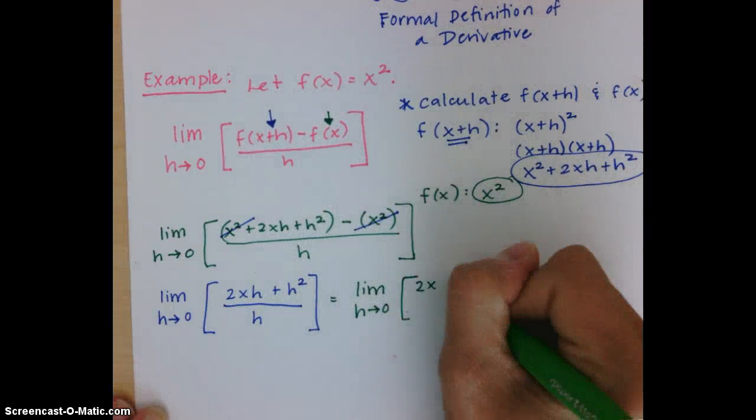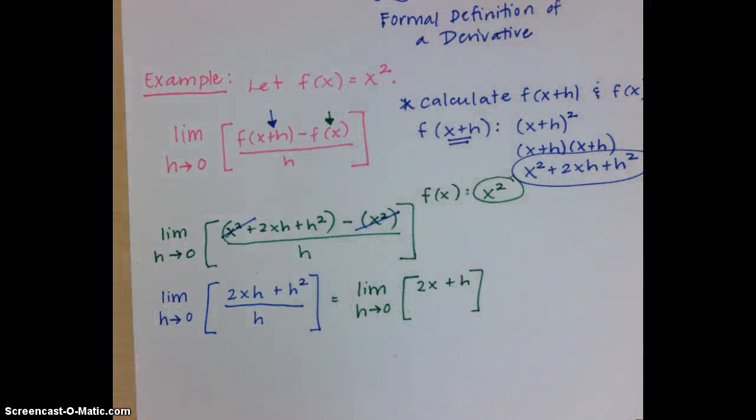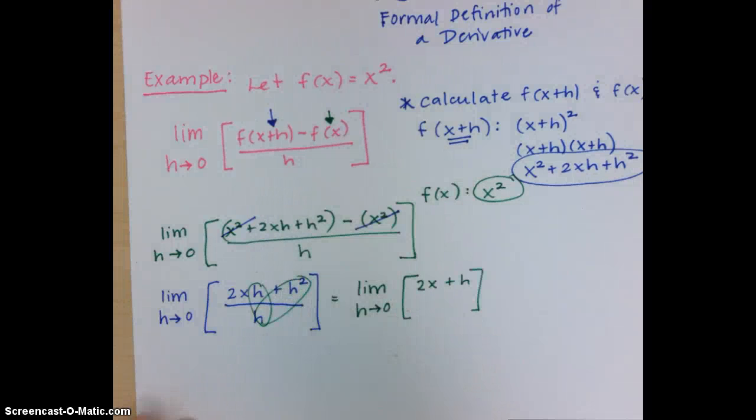Which gives me 2x plus h. The denominator canceled out because, again, I divided each term by that h. All right, now we are ready to take the limit. Once we've simplified all that's inside, we actually want to do the limit.